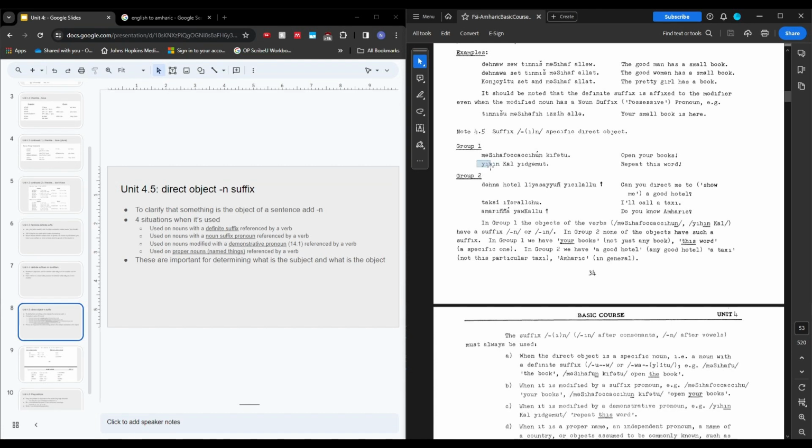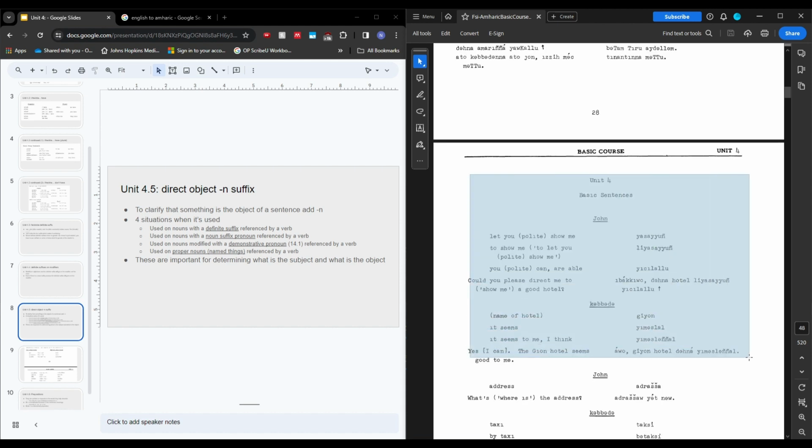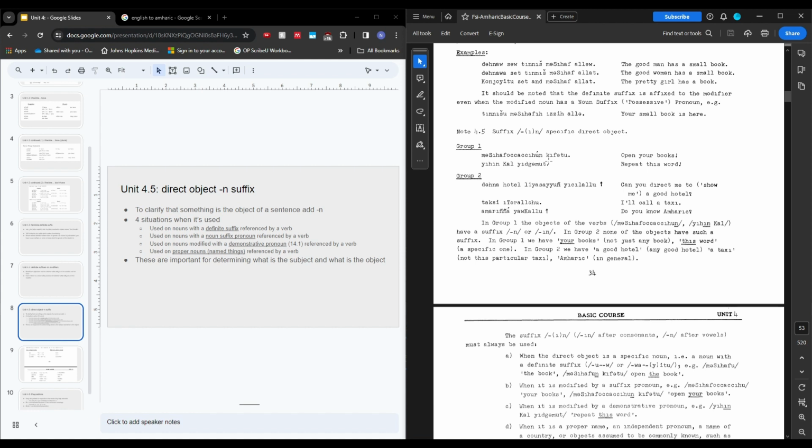Yih is this. Yihin is making it this in a specific way where we know it's the object of a verb. And then kal is word. Yidegmut means repeat. This word, we've learned it before because it was part of the opening basic sentences for one of the chapters, but it is another command word, so I do think it's a little weird that they're using it here.